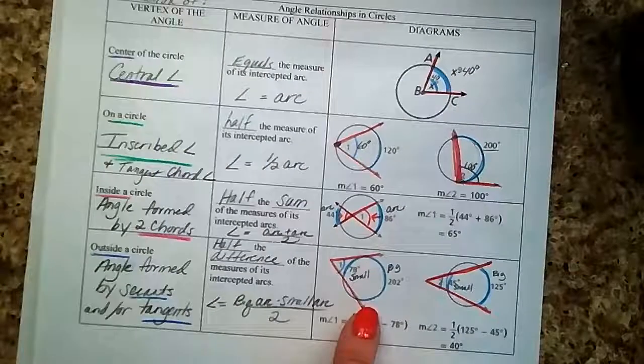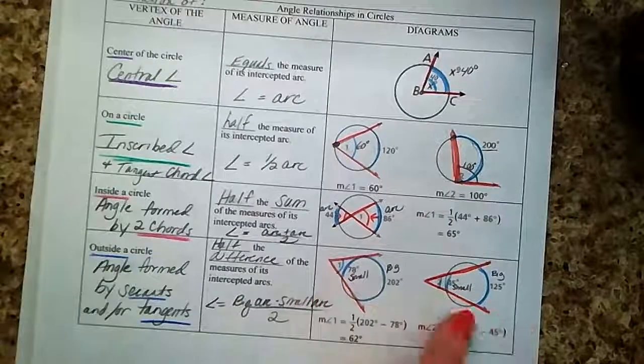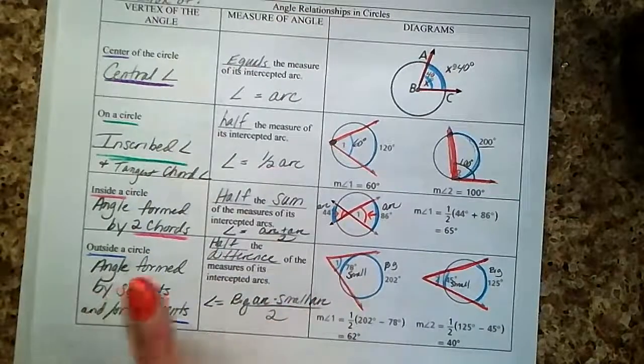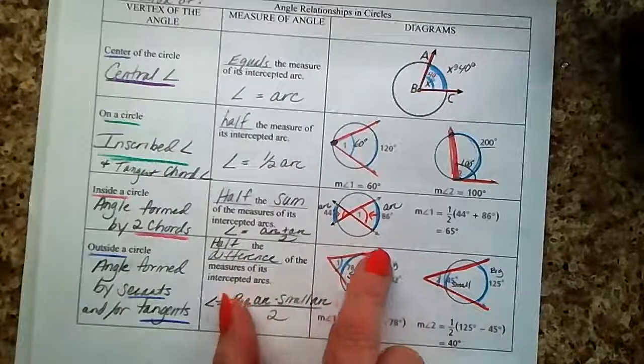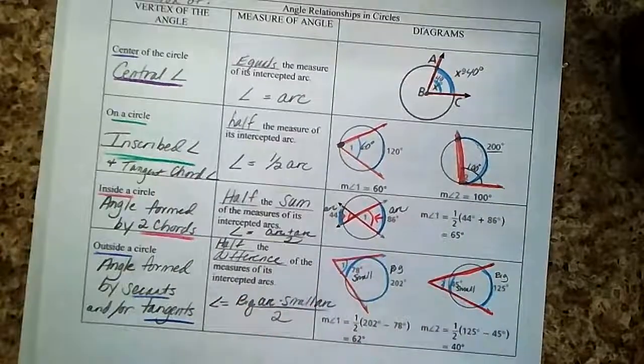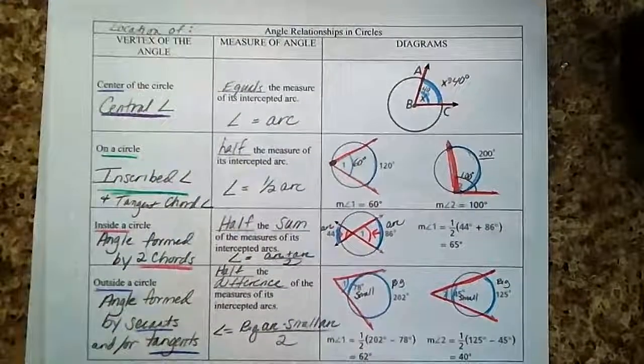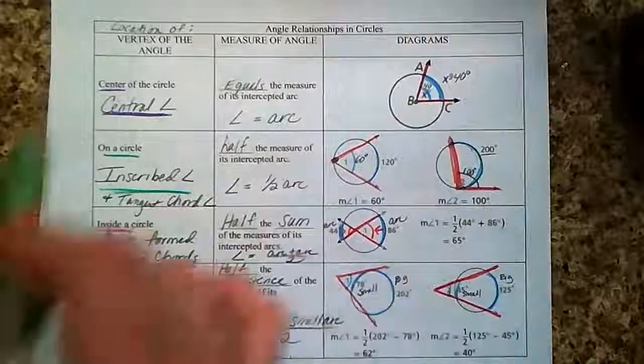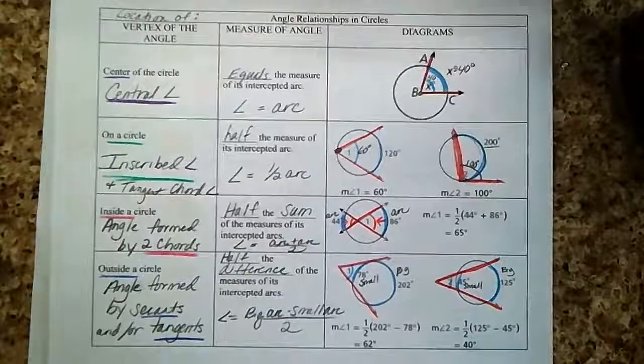When it's outside, like the ones we had just talked about, to find that angle you have to subtract the arcs and divide by 2. And these are angles formed by a tangent and a secant, 2 secants, or even 2 tangents. So this is a summary here of all your rules. I'm going to post a picture of that for you so that you can see it, but that's all your rules. So this is a good reference sheet.